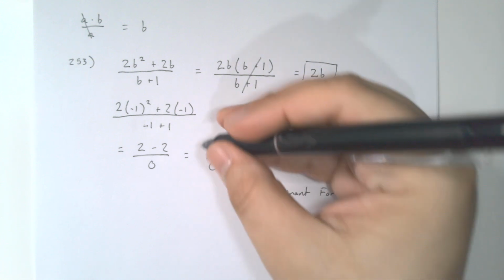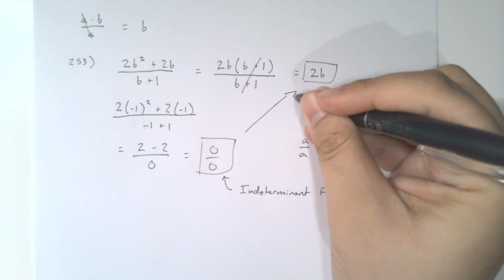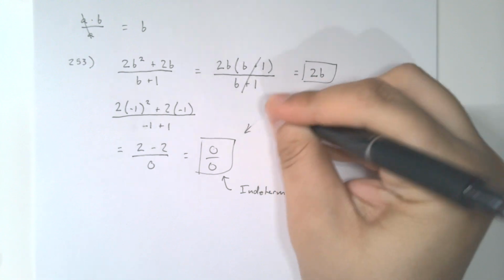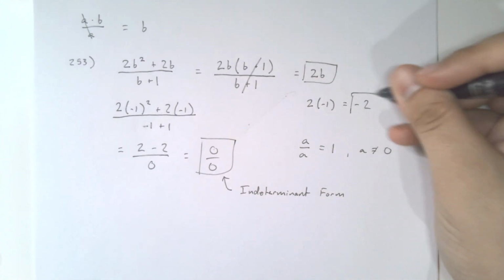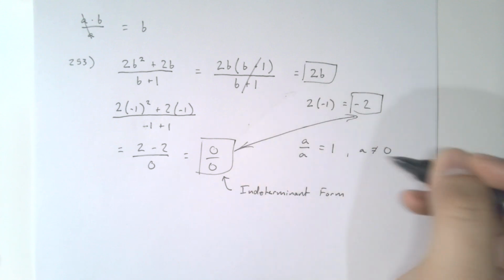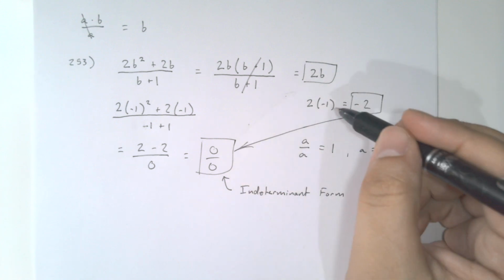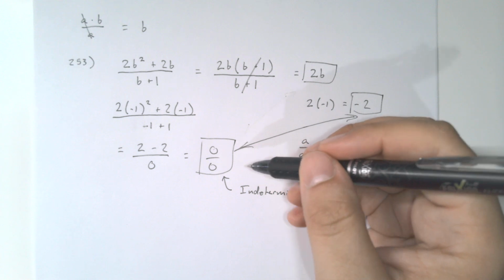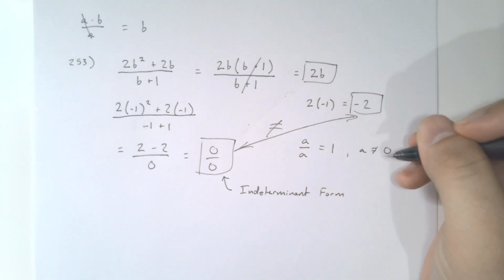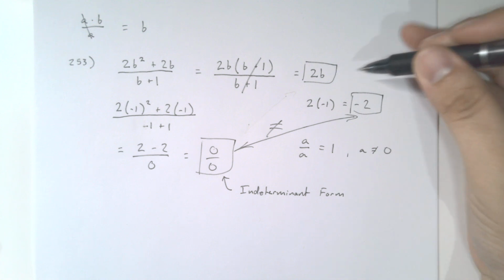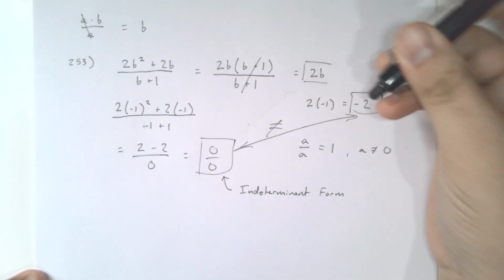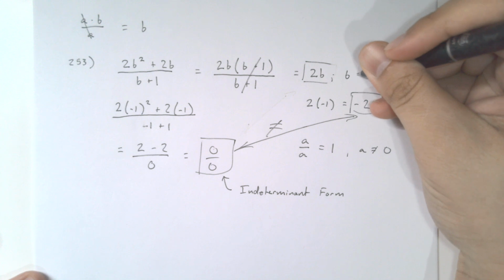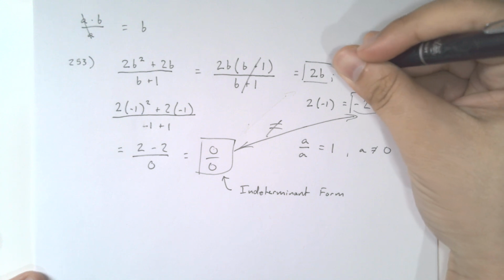But basically, this and this are not equal to one another. If we plug in -1 on this side, we get -2. If we plug in -1 on this side, we get 0 over 0. So because these are not equal to one another, we say that, yes, it's 2b, with the condition that b is not equal to -1.